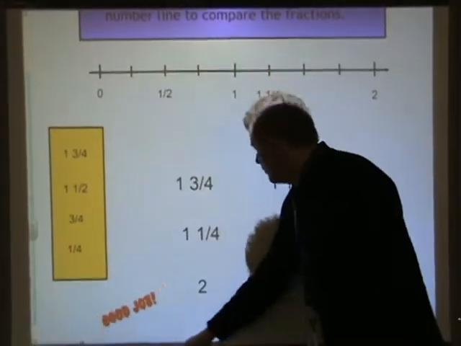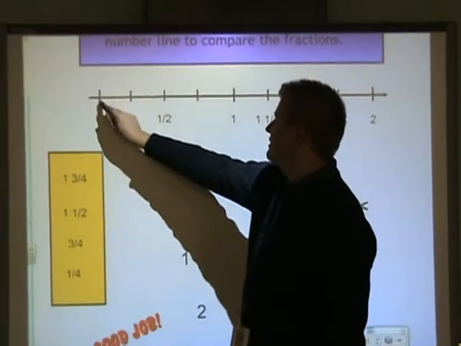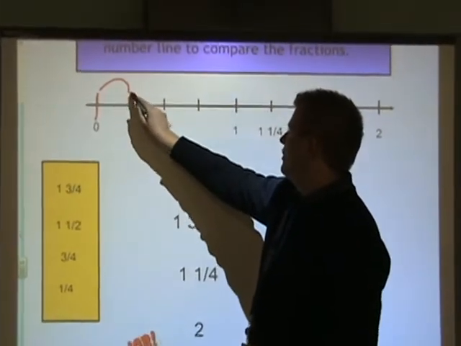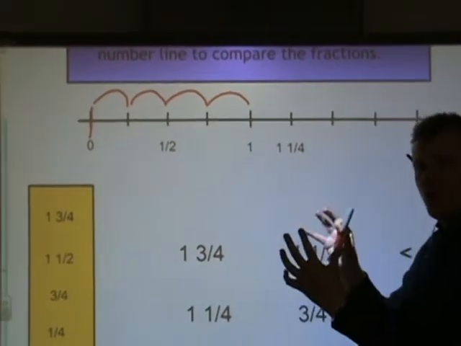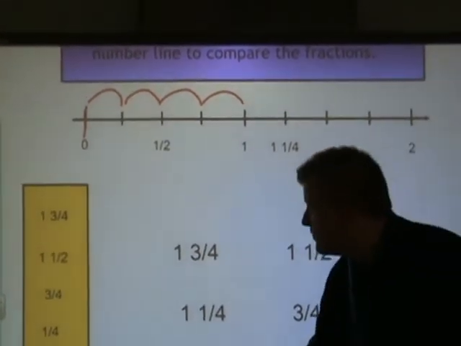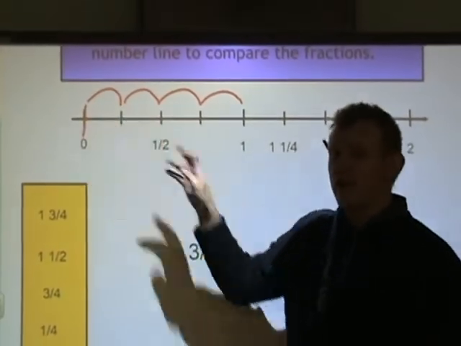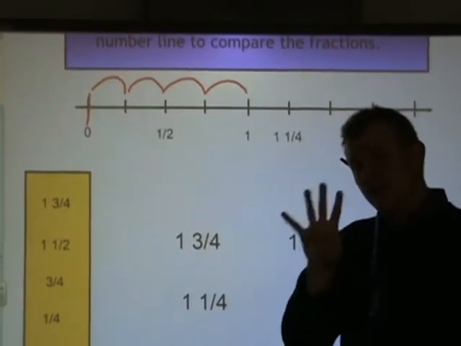And then what I would do, first thing I would do is say, okay, this is 0, 1, 2, 3, 4. This is 1 whole. So I know that the 1 whole is broken into 4 parts. So I know if this is the first part out of 4, then that's 1 part out of 4 total.